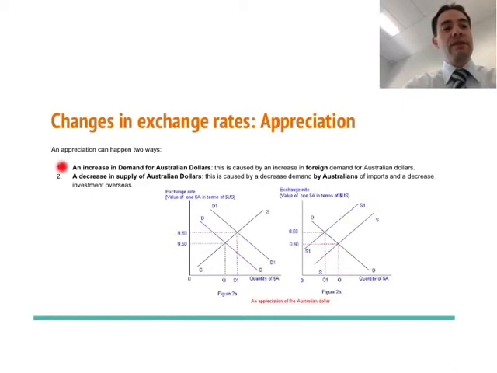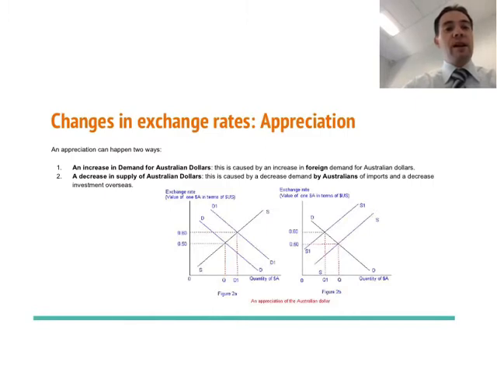So the first reason is an increase in demand for Australian dollars. This causes an increase in foreign demand for Australian dollars. So those factors, we'll go through those in about a minute. And then the second factor is a decrease in supply of Australian dollars. This is caused by decreased demand by Australians for imports, and also decreased investment overseas.